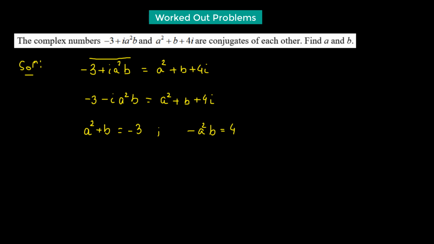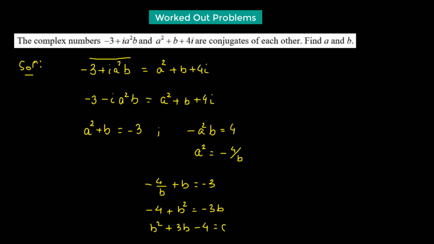From here, we can find the value of a squared, which will be equal to -4 over b. Now let us take this value of a squared and substitute it into our first equation, a squared plus b equals -3. That gives us -4 over b plus b is equal to -3. Then we multiply throughout by b, so this will give us -4 plus b squared equals -3b. Now we rearrange it, so we get b squared plus 3b minus 4 equals 0.